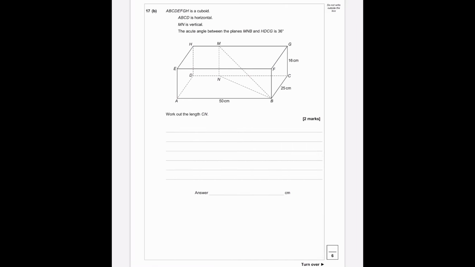Question 17b. If you can visualize the shape, you can work out that the angle that I've marked there, BNC, is the angle that it's describing. That's 36. And so a bit of straightforward trig on that triangle. Triangle BNC, tan of 36 will be 25 over CN. And so CN will be 25 divided by tan of 36, which is 34.4.